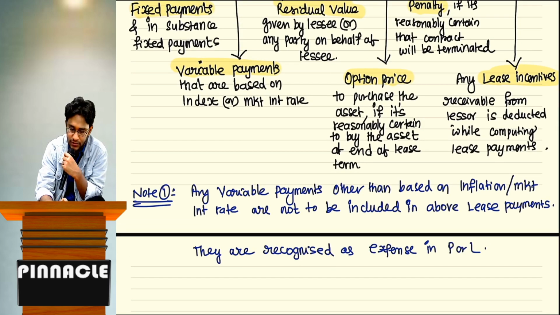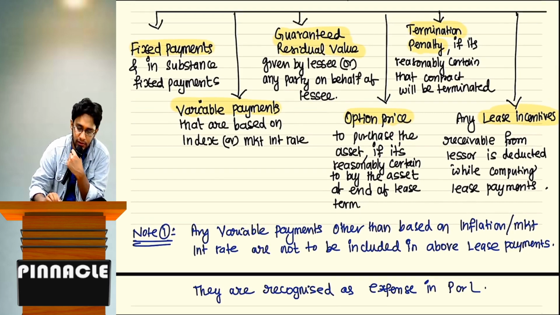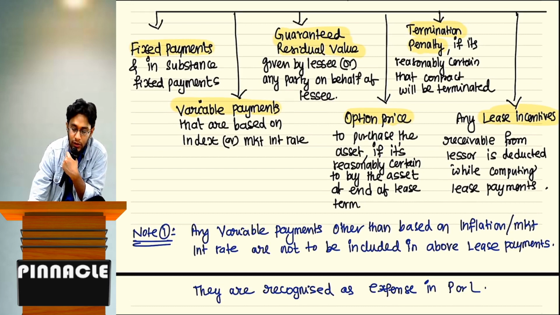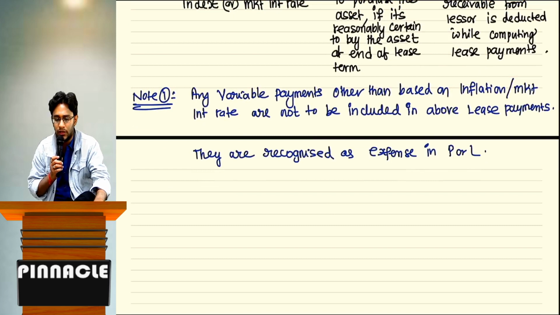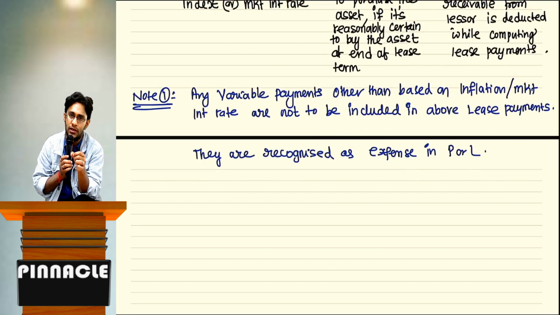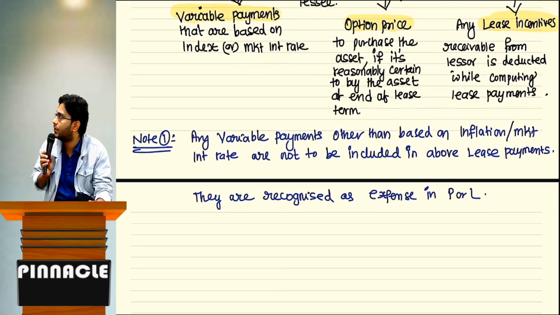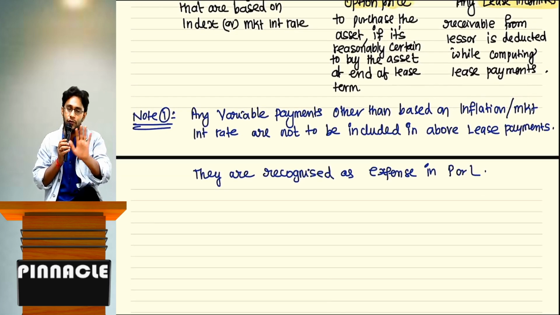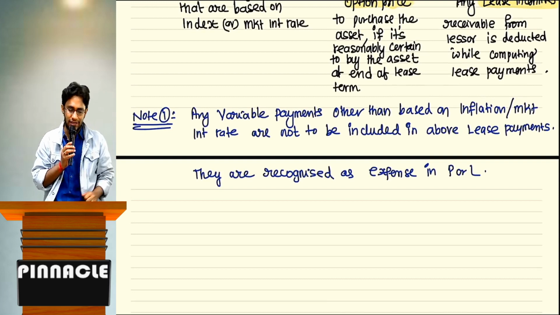So total 6 items of payments you have seen: fixed, variable, guaranteed residual value, termination penalty, option price, and lease incentives. All these are included in the term called lease payment. Why we have to understand what is lease payment is, all future lease payments you have to discount, and the present value you have to record against lease liability. So whatever we discussed above, they are not expenses, sir. They are outflows. Discount it, present value will come, pass your journal entry for lease liability using that.